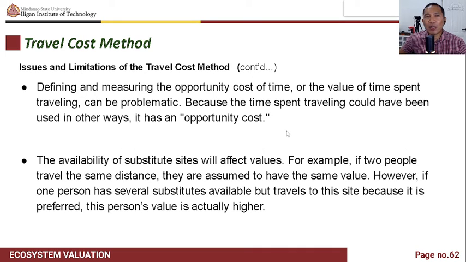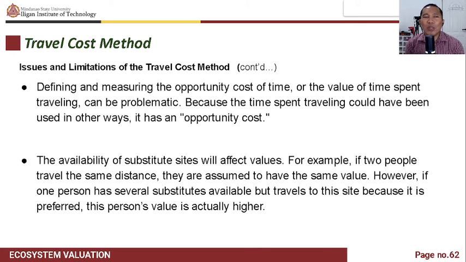And in defining and measuring the opportunity cost of time, and again, the opportunity cost is basically the cost of the second best alternative use of a particular resource. So there is an opportunity cost of time, right? Because the time spent traveling could have been used elsewhere, again, it is an opportunity cost. But then again, if there are too many alternatives, then this is quite challenging to measure.